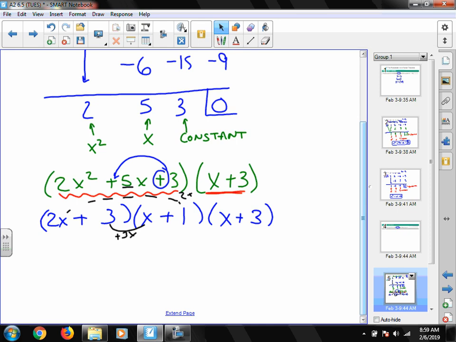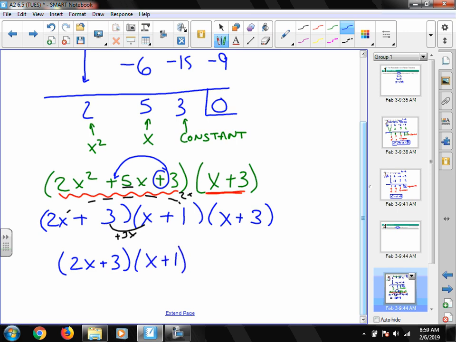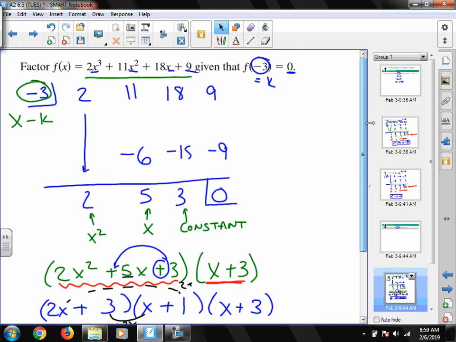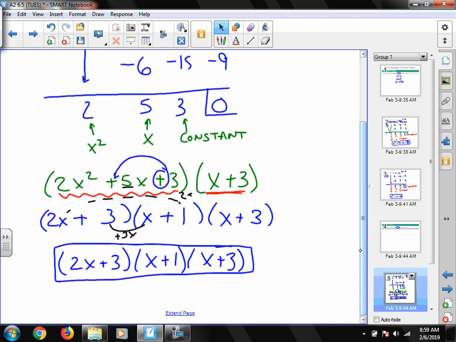So our final answer here is going to be, in parentheses, 2x plus 3 times x plus 1 times x plus 3. And if you were to FOIL these out or box this, you would actually end up with the polynomial that we started with, that 2x cubed plus 11x squared plus 18x plus 9. If you guys want to go ahead and do that, you can. You don't have to, but that's a good way to check to see if you got this factoring correctly.